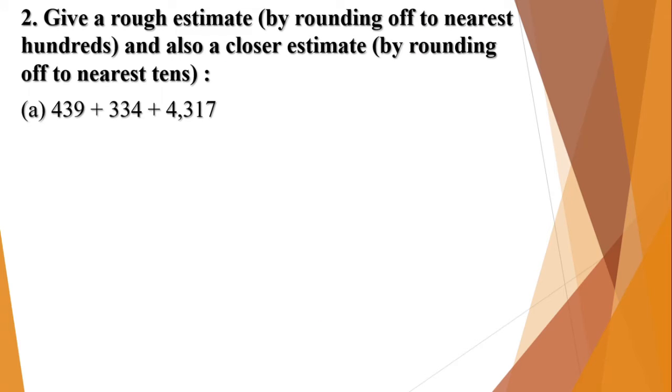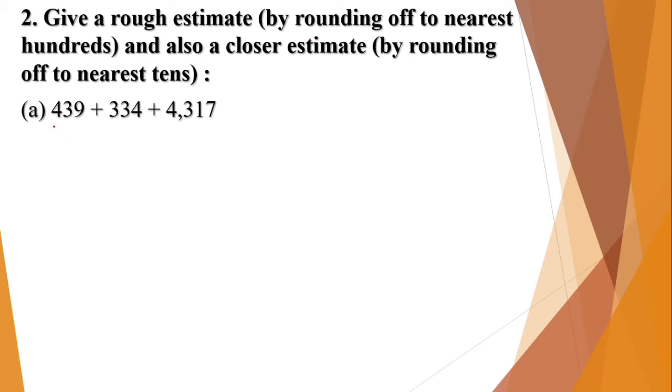Now let's begin with the second main. So in the second main we have to give a rough estimate by rounding off to nearest hundreds and also a closer estimate by rounding off to nearest tens. Now here we have the numbers. So first we should estimate and then add it or subtract it, right? So here first we should estimate to nearest hundred and then we should estimate to nearest tens. So 2 times we should estimate.